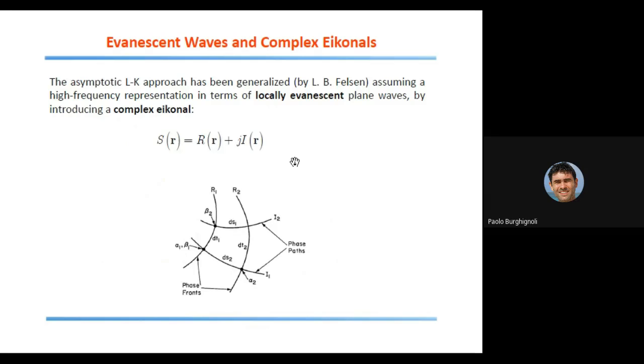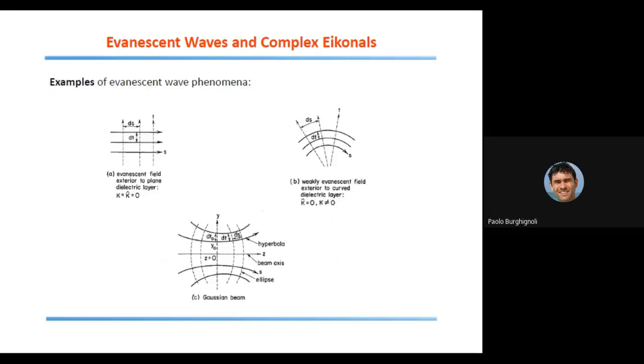Well, in this way, you are generalizing your assumption that the wave can be locally represented as a uniform plane wave. In this case, you are representing your wave field in terms of a plane wave which is not necessarily uniform. It can also be an evanescent plane wave, and this is useful in a number of situations. For example, if you have the field exterior to a plane dielectric layer, and you consider, for example, the propagation of a surface wave guided by the dielectric layer, what happens is that the field is actually evanescent outside the dielectric, the guiding region.